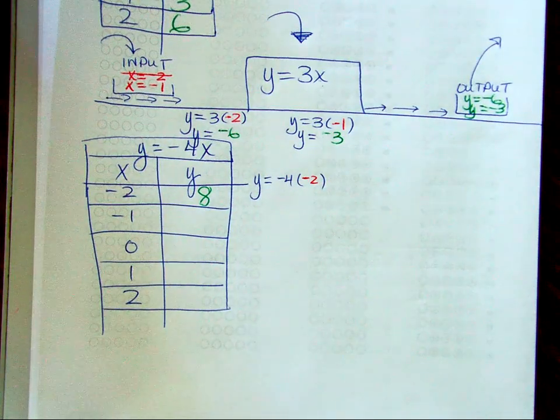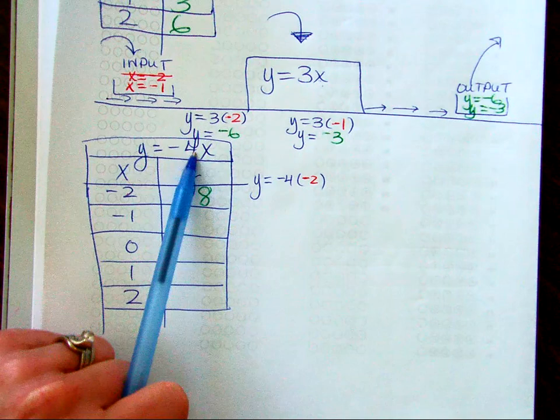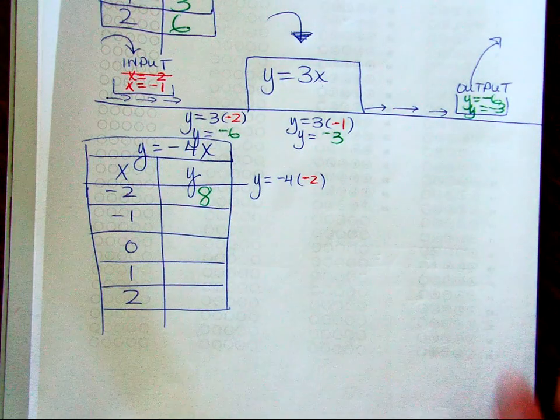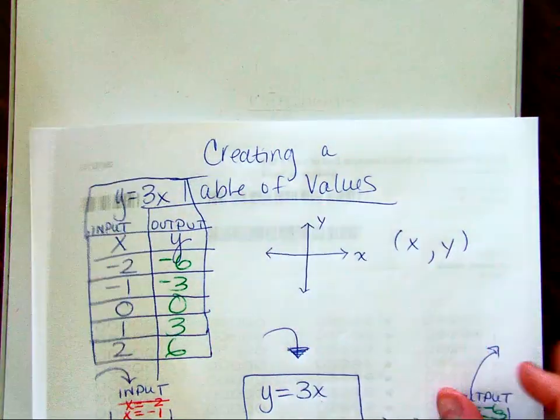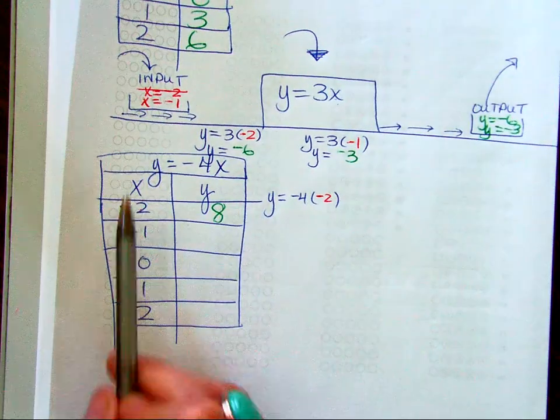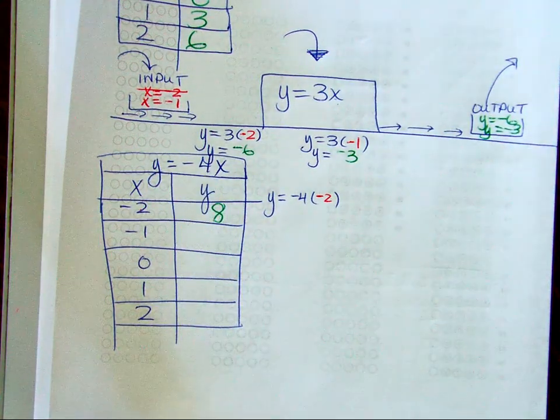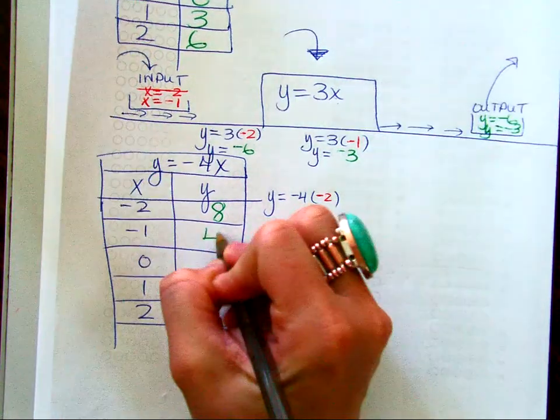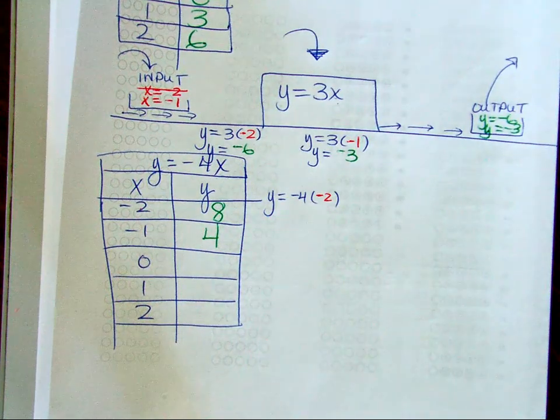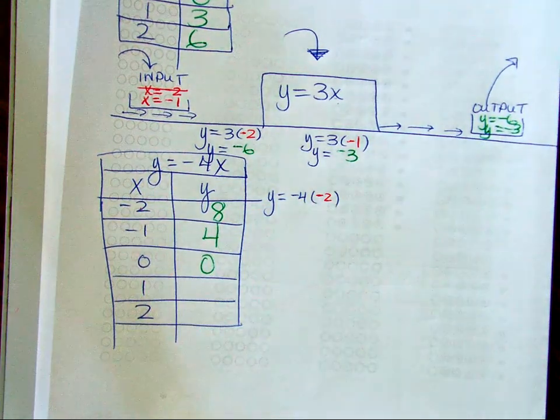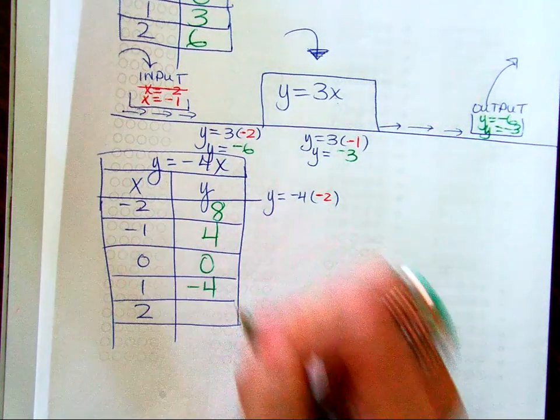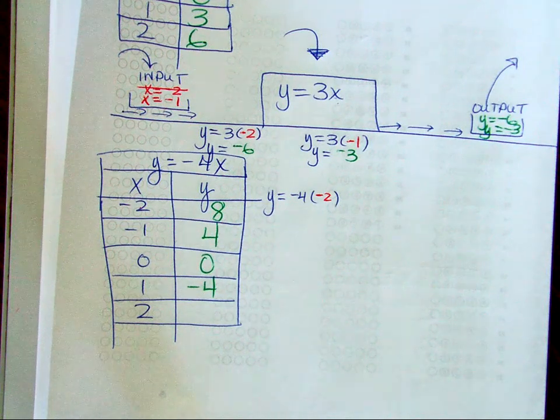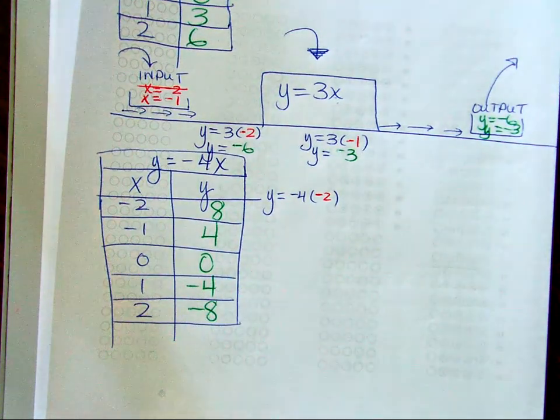So what do I get when I input a -1 there? Just like Tara said last time, all you do this time is take all your inputs and multiply them by -4, right? So what is -1 times -4? +4. What's 0 times anything? 0. What's 1 times -4? Be careful with your signs. And what's 2 times -4? All right, that is completing your input-output table.